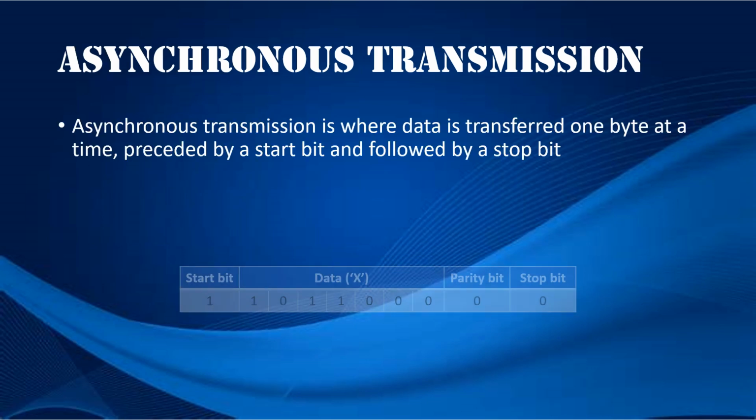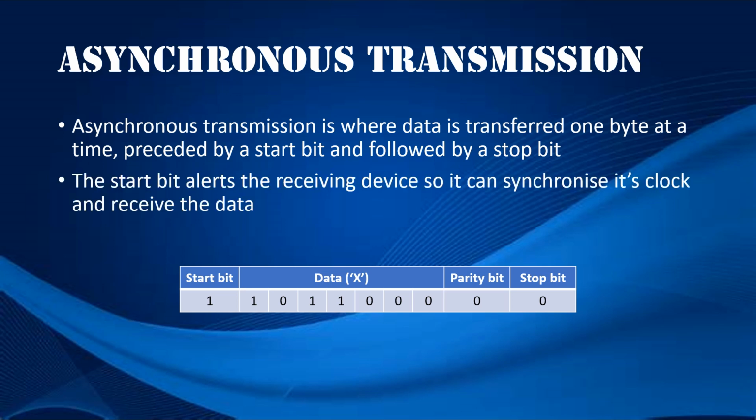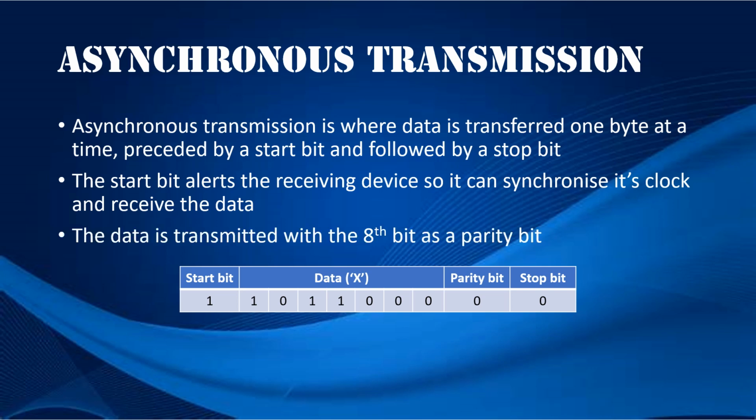Asynchronous transmission is where data is transferred one byte at a time, preceded by a start bit and followed by a stop bit. The start bit alerts the receiving device so it can synchronize its clock ready to receive the data. The data is transmitted with the 8th bit as a parity bit, followed by a stop bit. In this example, the character X is being transferred in ASCII with odd parity. This is why a 0 parity bit has been added, so that we ensure that there are an odd number of ones within the data.